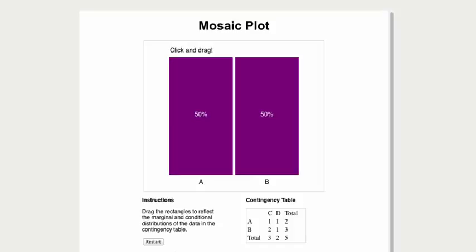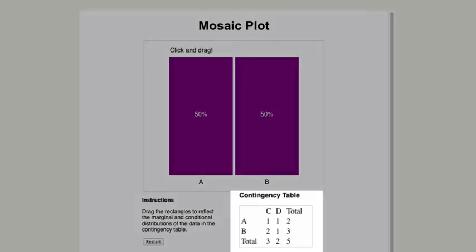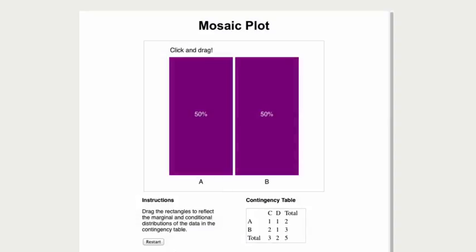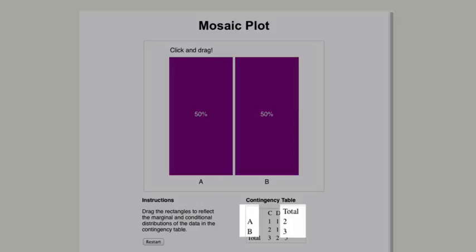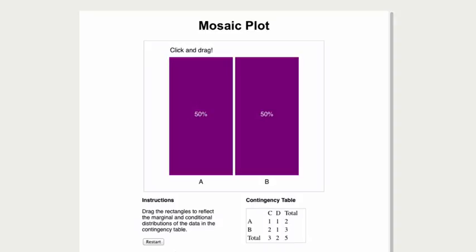A mosaic plot is a way of visualizing the distribution of two categorical variables. This applet asks the user to create a mosaic plot step by step using the information found in this contingency table. The first step is to change the plot to reflect the marginal distribution of A and B. It's known as marginal because it does not involve the distribution of C and D. We see on this plot that 50% of the area is given to A, and the other 50% is given to B. We can change the amount of area we assign to either A or B by dragging the plot.